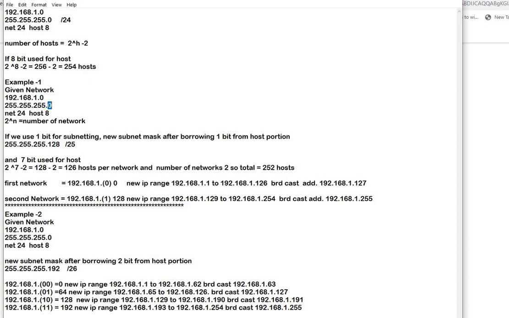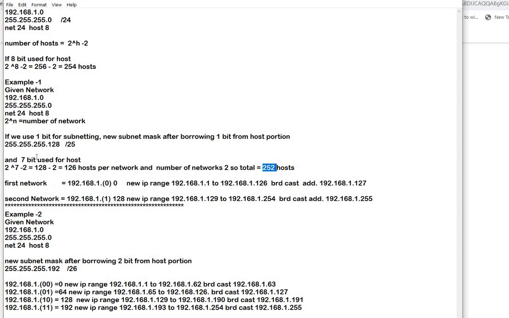In the subnet mask, the leftmost 1 bit place value is 128. This will become the new subnet mask, and it will be known as /25, because before it was /24, meaning a 24 bit network. Here it is showing you a 25 bit network. We have taken 1 bit from the host portion to the network portion, so the remaining host bits are 7 only. So 2 to the power 7 minus 2 becomes 128 minus 2, which means 126 hosts per network, and the total number of networks will be 2. So the number of total hosts will be 252 in that case.